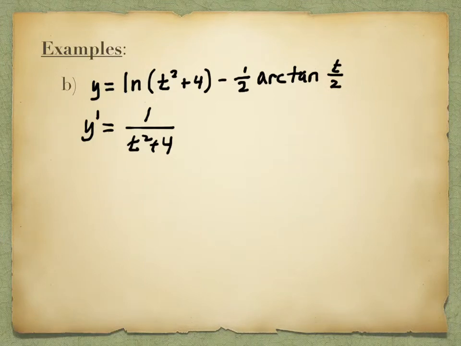Am I done with that one? Nope. What do I still need? The derivative of the inside, the t squared plus 4, which is 2t. All right, very nice. Now I have minus the 1/2, and I need to do a derivative of arctangent.